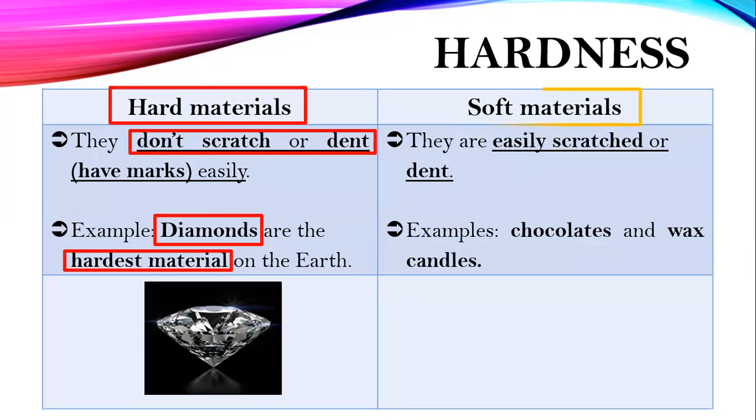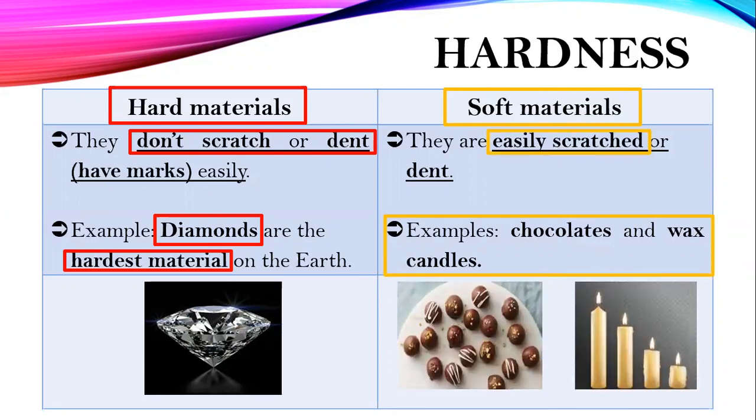While soft materials can be easily scratched or dented. And we took an example like chocolates and wax candles. Did you imagine it? If you bring a metal nail and try to scratch a chocolate bar or wax candle, you will find out that there will be many and many scratch marks because they are soft materials.